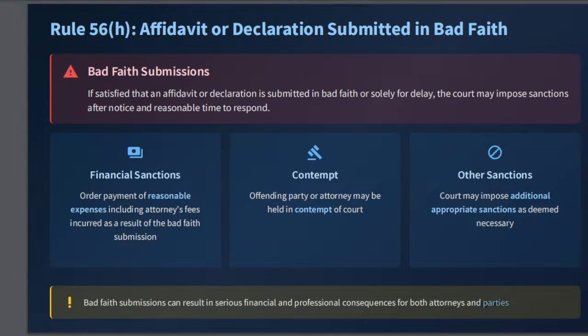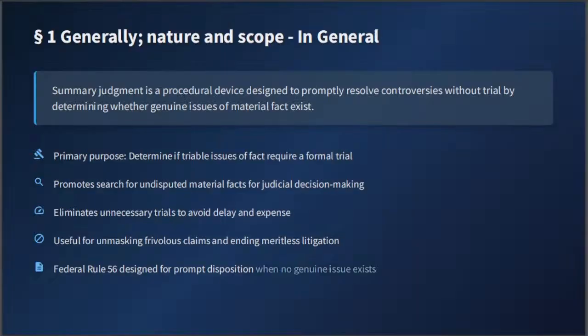Okay, so that concludes our little digression here onto Rule 56 of the Federal Rules of Civil Procedure. I hope you all are still with me, because now we move on to our presentation proper. All right, so as we saw here, Federal Rule 56 is designed for prompt disposition when no genuine issue exists. And we've just gone into crucially clear detail of how that works. All right, let's move along.